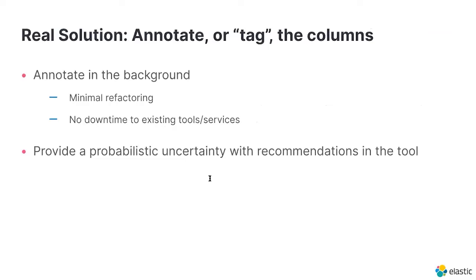Now coming to the solution that we actually adopted. Instead of changing the column names or field names of the datasets in the schema itself, we decided to tag or annotate the columns with terms from the standard taxonomy. This has multiple benefits. It is done on top of the datasets and hence doesn't require any refactoring to the actual datasets themselves, so the underlying code keeps on running as it is. This also means no downtime for the existing tools or services.